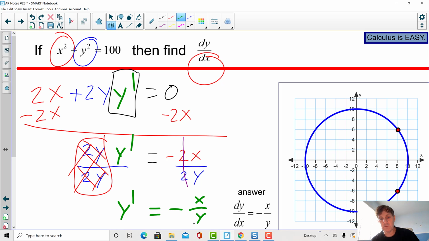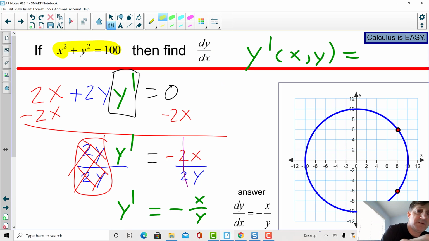And you're left with negative x over y. Again, this is y prime of x comma y, because you plug in an x and a y to find the slope at that spot. So even though this equation is not a function, you can see we can still get the derivative. But the derivative may be a function of x and y.